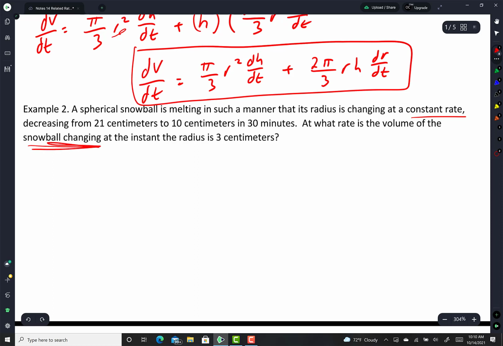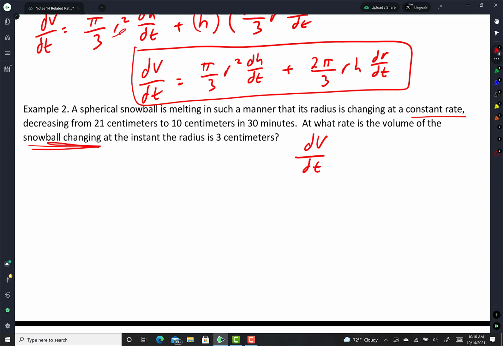What does that mean? So it's melting, it's shrinking. So what do they want to know? Like what unit do they want to know? Volume, dV/dt, dr/dt, dV/dt. They want to know dV/dt, guys. So before we can do anything, do we understand that they're asking for dV/dt?